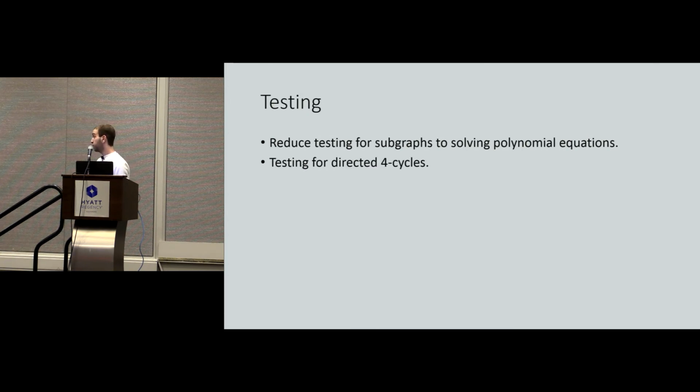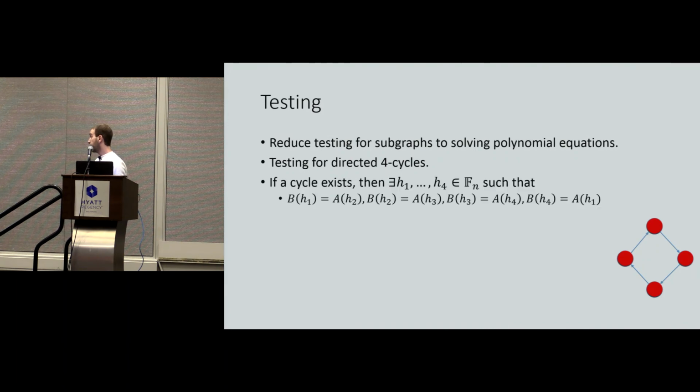So let me show you how to test, for example, for a 4-cycle. So this is the bad subgraph H. And the main observation is that if such a graph H exists in the graph that we sample, then there are 4 distinct edges, h1 to h4, such that this equation holds. That is, the source of the target of h1 equals the source of h2. The target of h2 equals the source of h3, and so on.